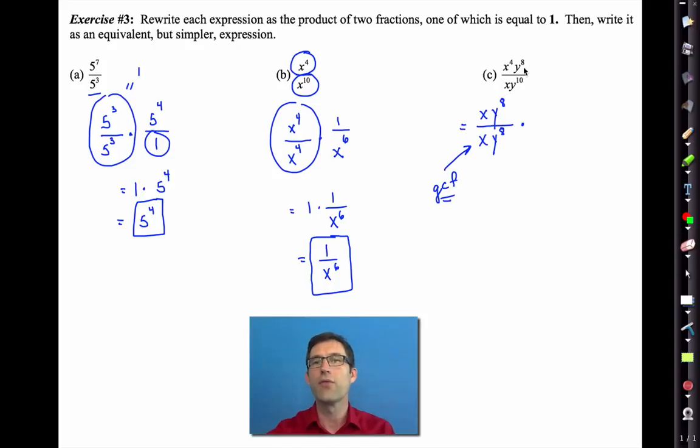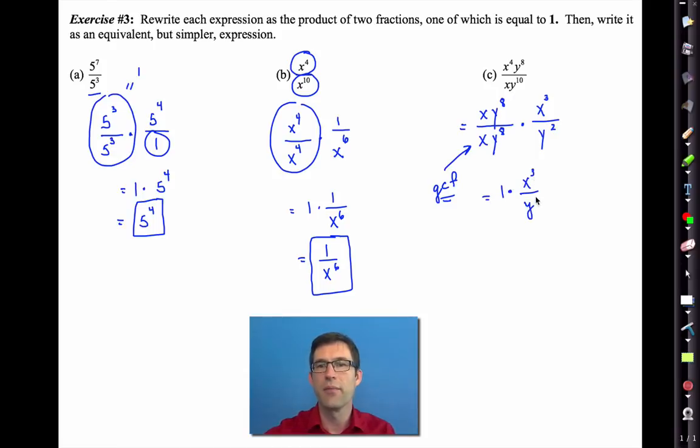Now, what do I have left over? Well, if I look at the numerator, I took care of the y to the 8th, but I still have an x to the 3rd. And in the denominator, I took care of the x to the 1st, but I still have a y to the 2nd. This entire fraction is now equal to 1.